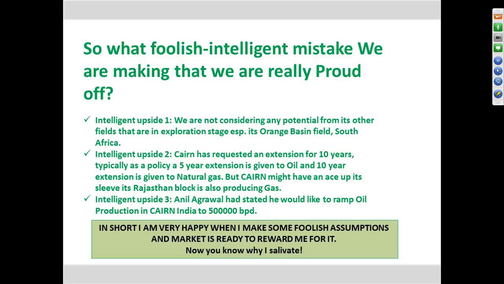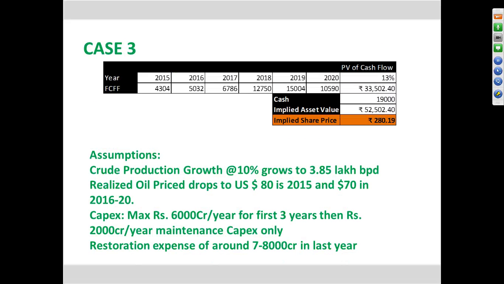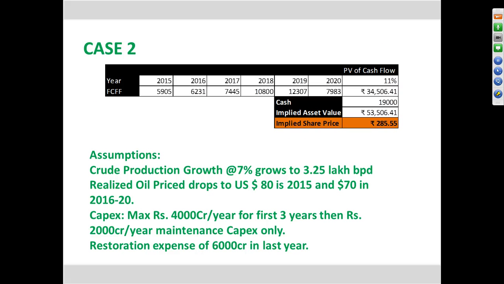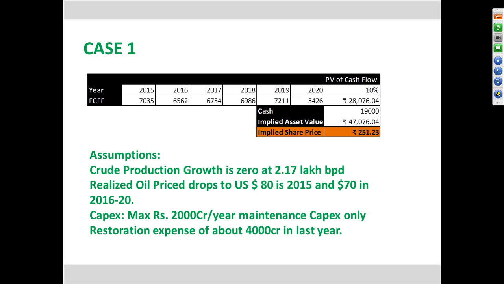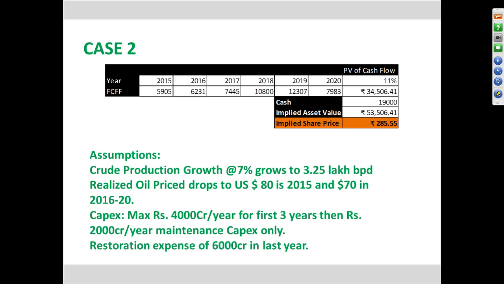Now, one of the key reasons why the market has been falling down on Cairn India, as I stated, is because oil prices have been falling. But even if you look at all the cases that I've shown, in most of them we are assuming a worst case scenario of $80 and $70. Even though I believe this can happen, it has only about a 40 percent probability.